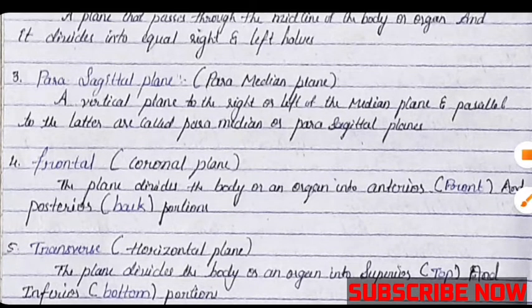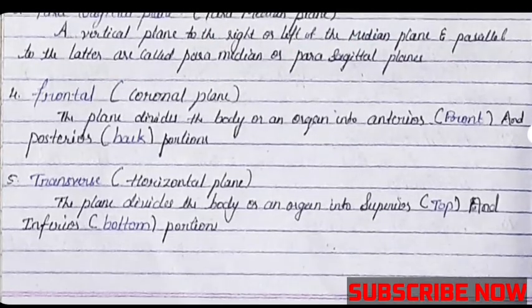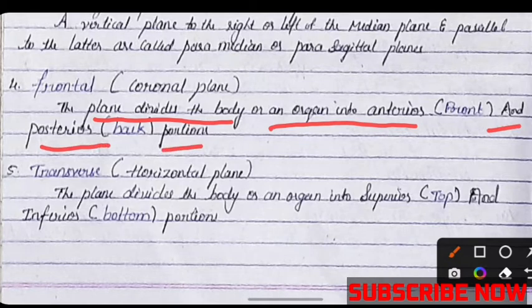And the third one is the parasagittal plane, also known as paramedian plane. A vertical plane to the right or left of the median plane and parallel to the latter is called a paramedian or parasagittal plane. The fourth one is the frontal, which is also known as coronal plane. The plane divides the body or an organ into anterior, that is front, and posterior, that is back portions. It is known as frontal.